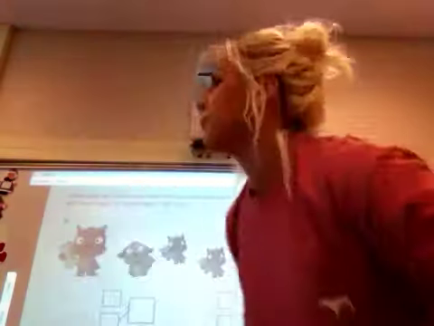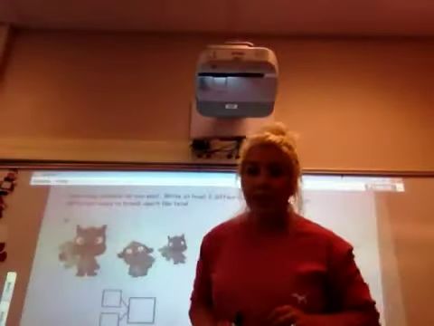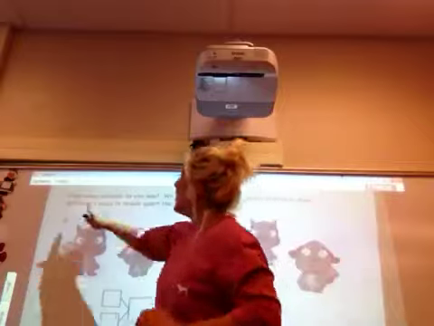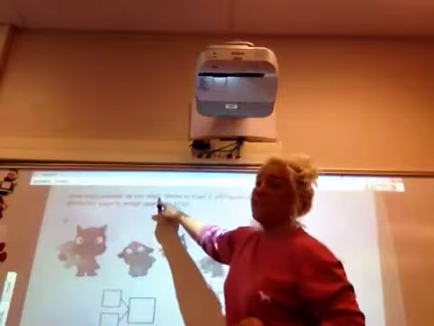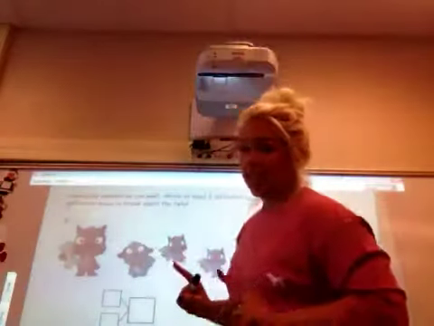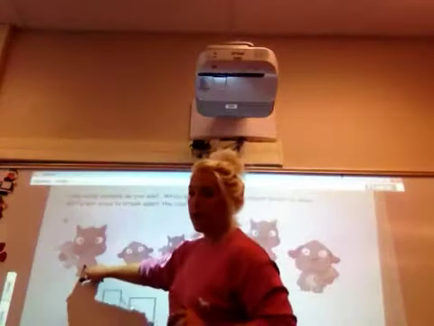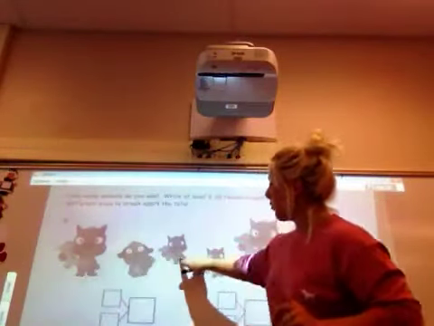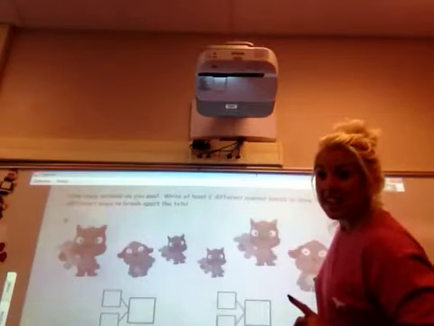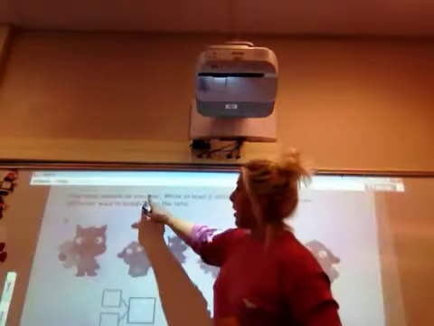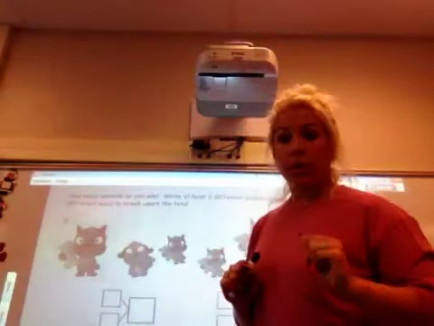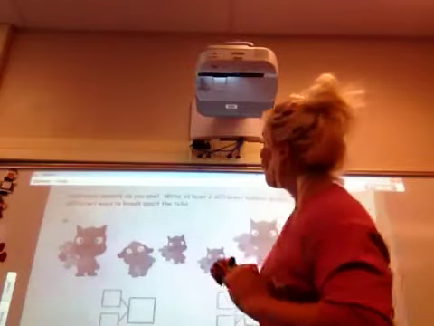So here we go. The first thing we need to do is read the directions. The directions say, how many animals do you see? Let's take that first part and figure it out. Let's count with me. 1, 2, 3, 4, 5, 6. 6 animals. So now I know I've answered that first part. I have 6 animals. So let's read the rest and find out what else they want.